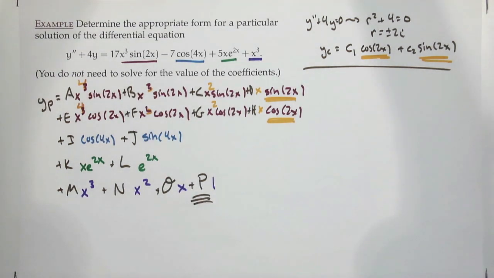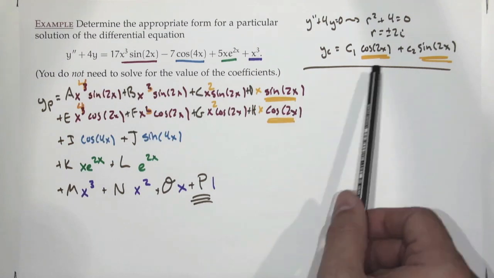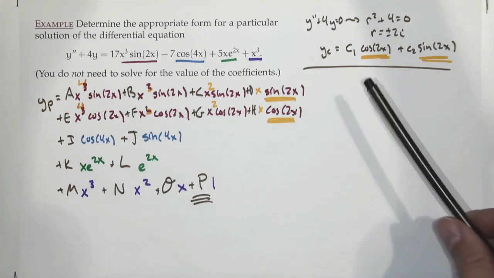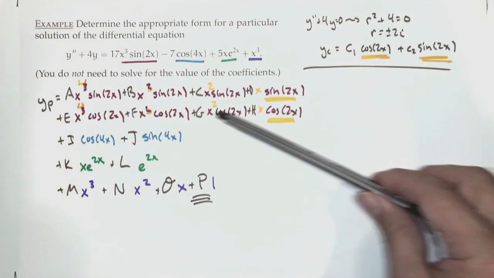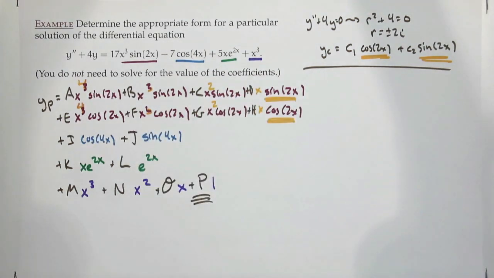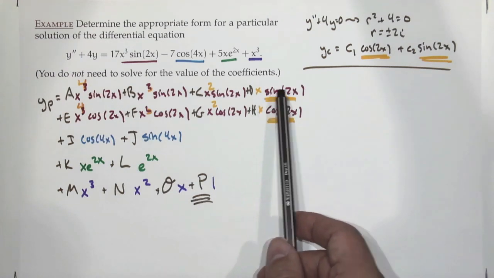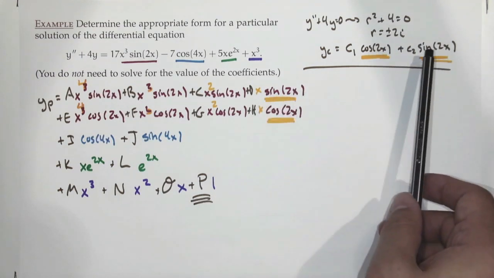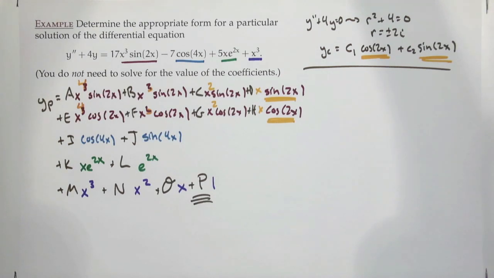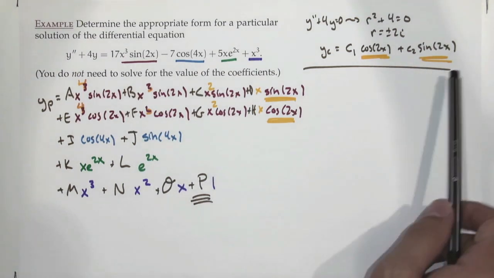Do we not have two overlaps in this case, so we have to bump up by 2? Well, we're only overlapping sine of 2x just the one time. So the sine 2x ladder gets bumped up once, and the cosine 2x ladder gets bumped up once. So we don't need x squared sine 2x, because x sine 2x is not part of our complementary solution. None of the other terms need to get bumped up because none of the other terms are part of the complementary solution.